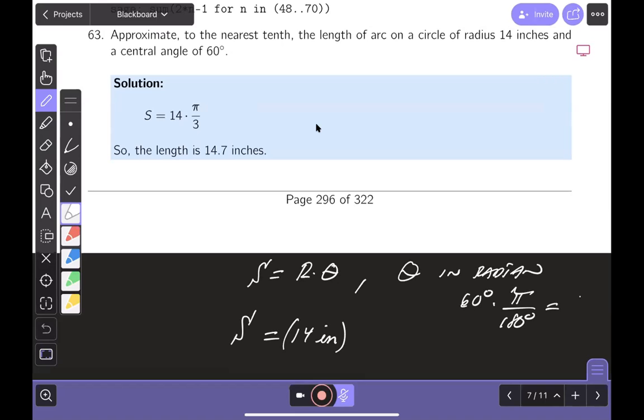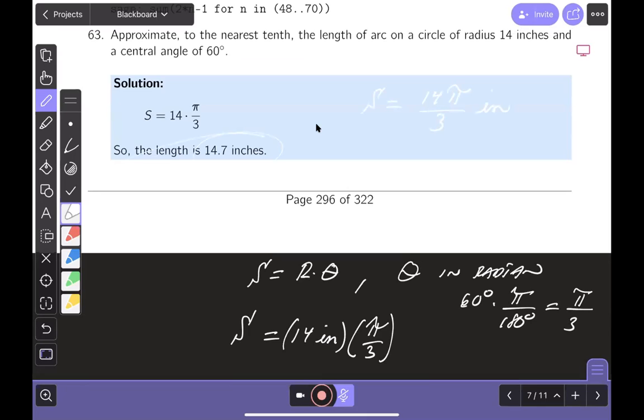And what's that going to give you? Pi over 3. So what's theta? Pi over 3. What's S going to be? Let me write this down for you. S is going to equal 14 pi divided by 3 inches. They want you to approximate it, use a calculator, and you should get this number over here.